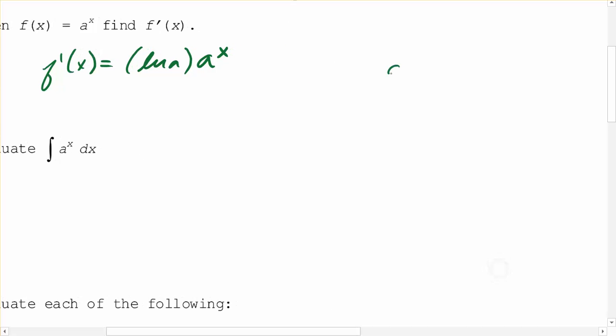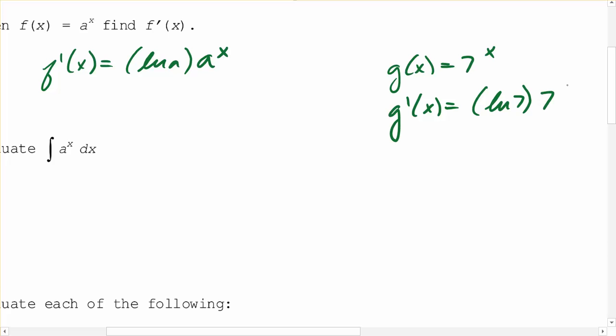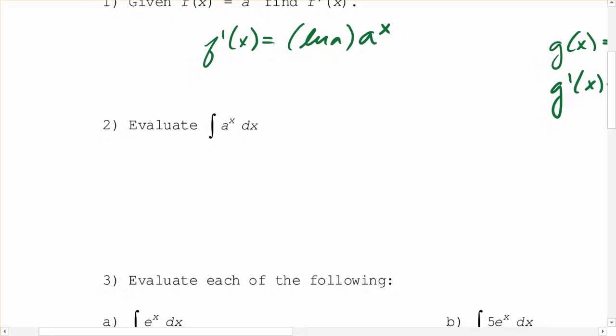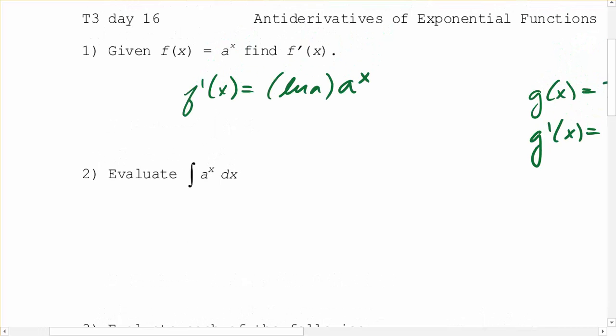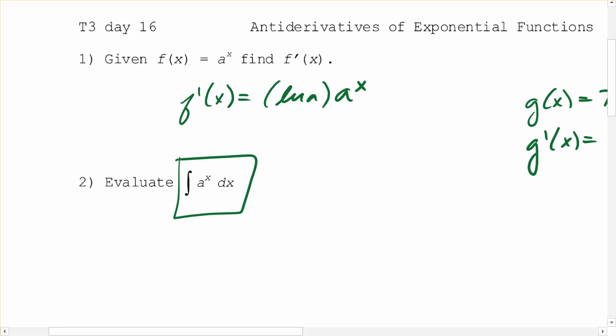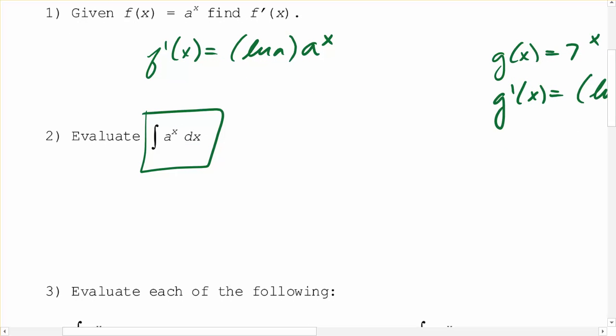So if g of x is 7 to the x, what's g prime of x? ln 7 times 7 to the x. Nice. So excellent. So therefore, let's go the other direction, what would be the integral of a to the x? The derivative of what is a to the x? Well, that's the derivative of the derivative.